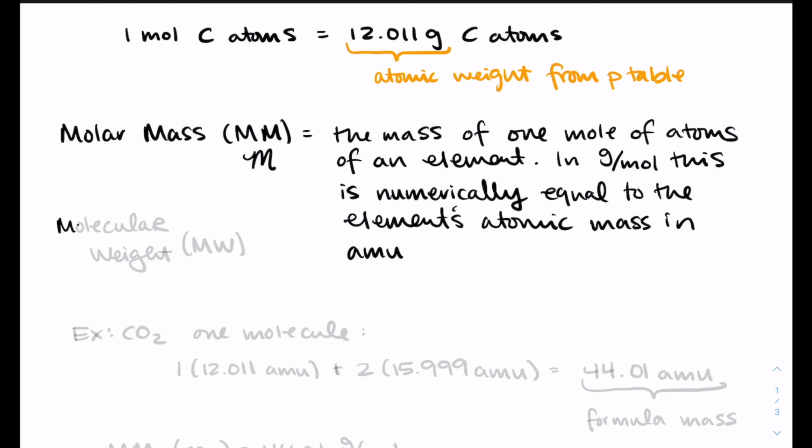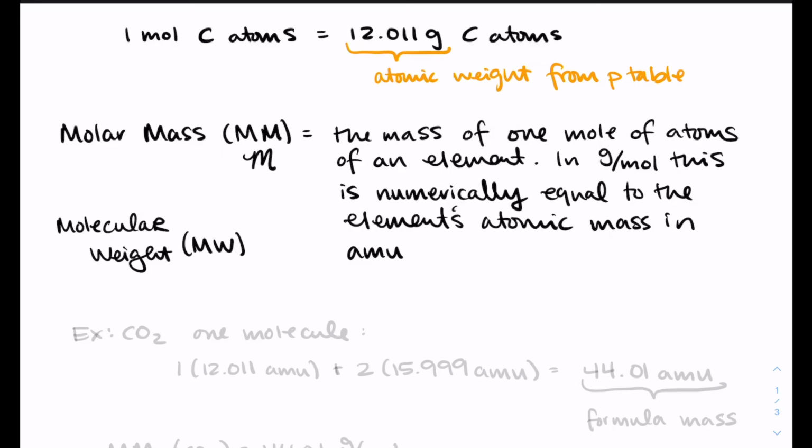And so now this is giving us a way to take a mass in grams and relate that to the number of carbon atoms in moles. Because a mole is 6.022 times 10 to the 23rd things. If I have a mass, I can find out exactly how many atoms are in that sample. And if I need to get a specific number of atoms, I can find out what mass I need to weigh out to get that.